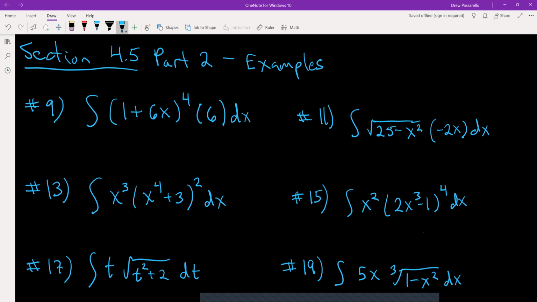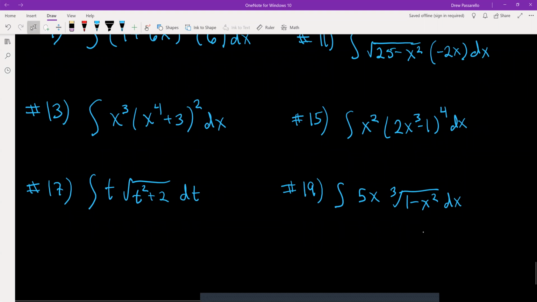And when you do this variable change, you have to substitute something in for dx as well. So whatever you use for u, you've got to take the derivative, and then whatever the derivative is, you want it to be something that's plugged into the integral for something involving dx.